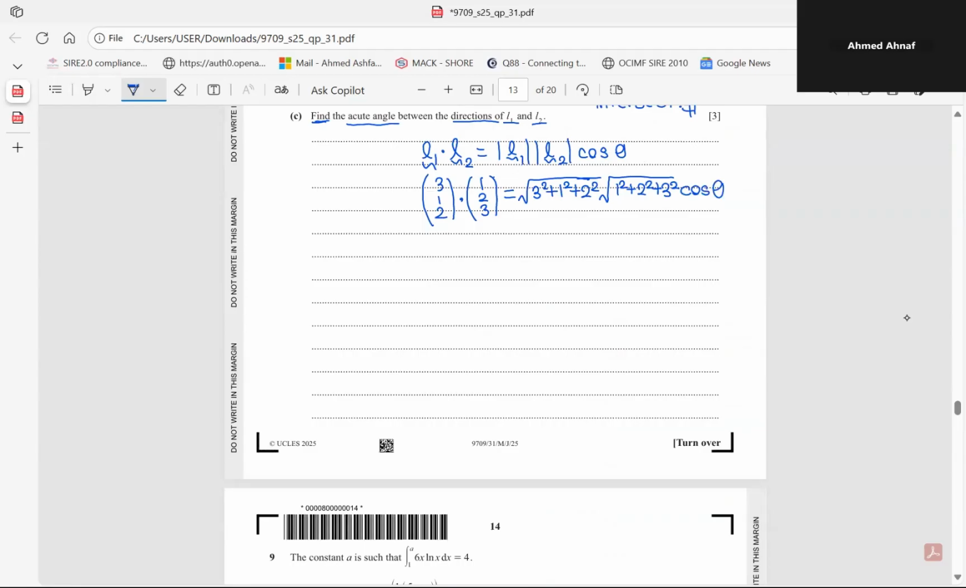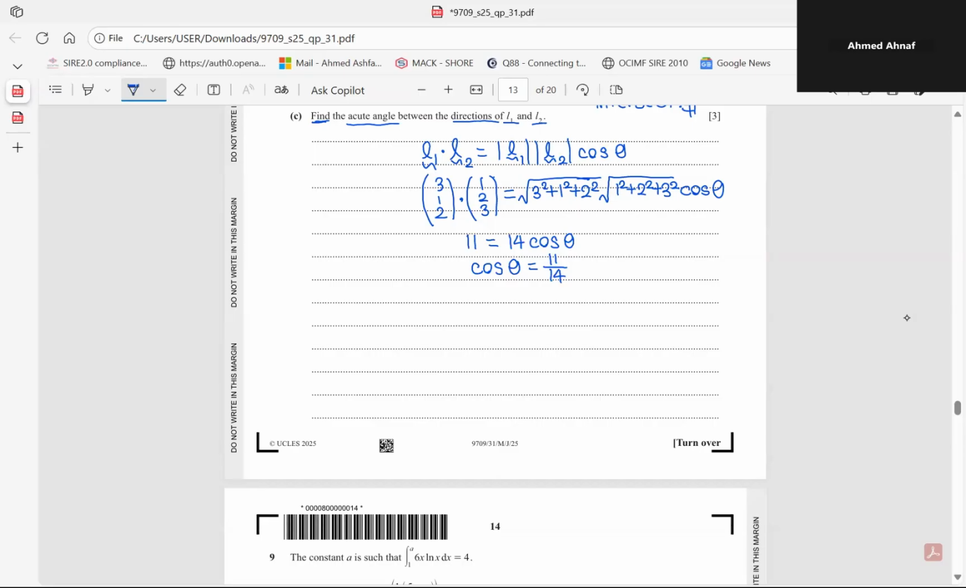So 3 times 1, that's 3. And 1 times 2, that's 2. And 2 times 3, that's 6. So that's 11. And 3 squared plus 1 squared plus 2 squared square rooted, that's square root 14. So square root 14 times square root 14 is 14 cosine theta. So cosine theta would be equal to 11 over 14.